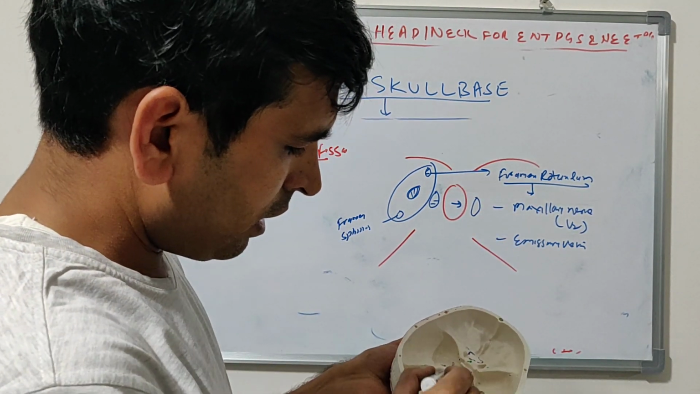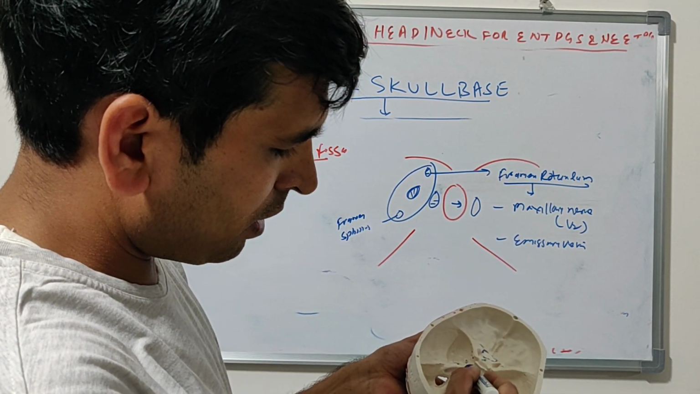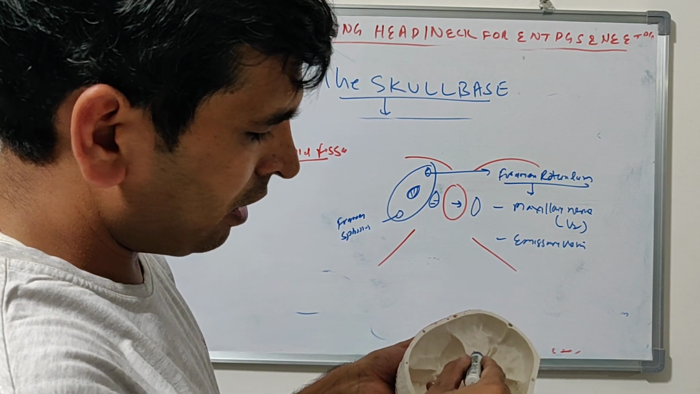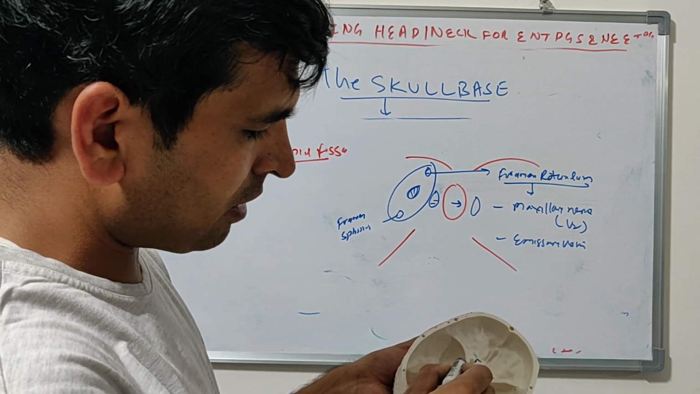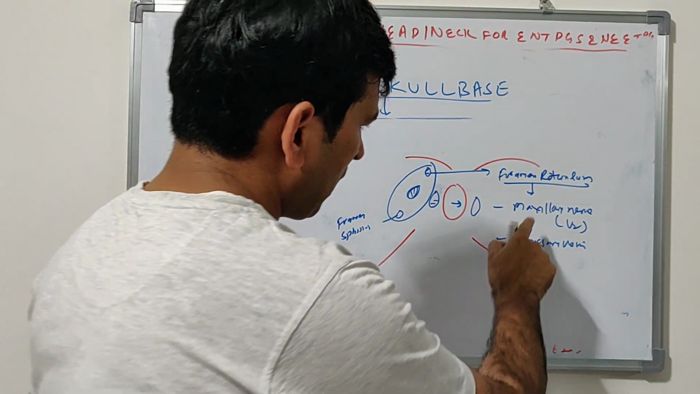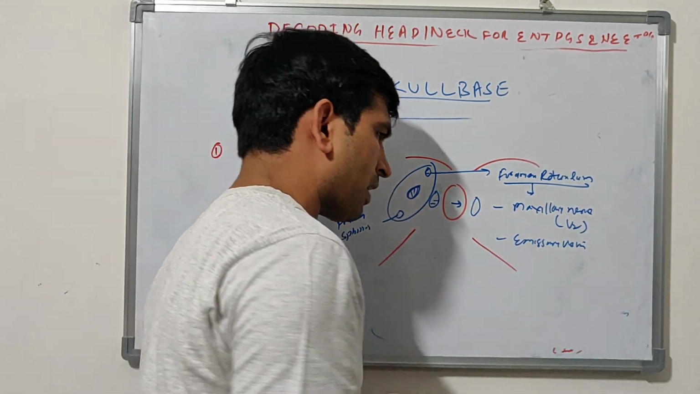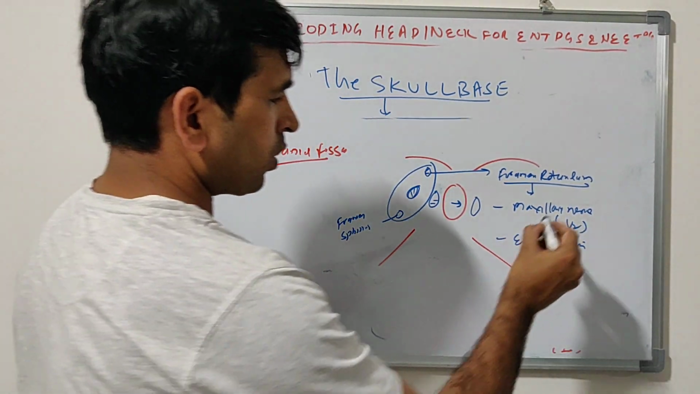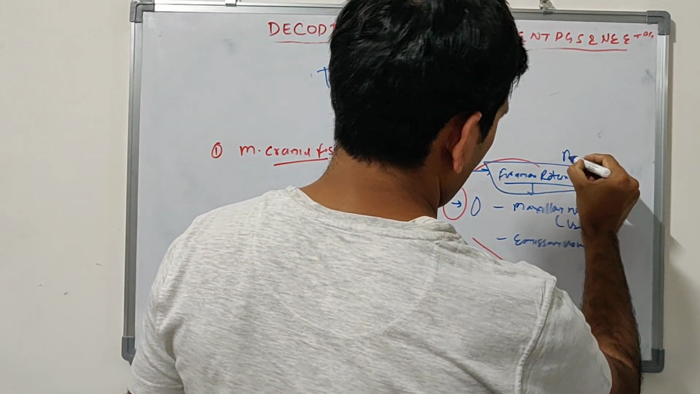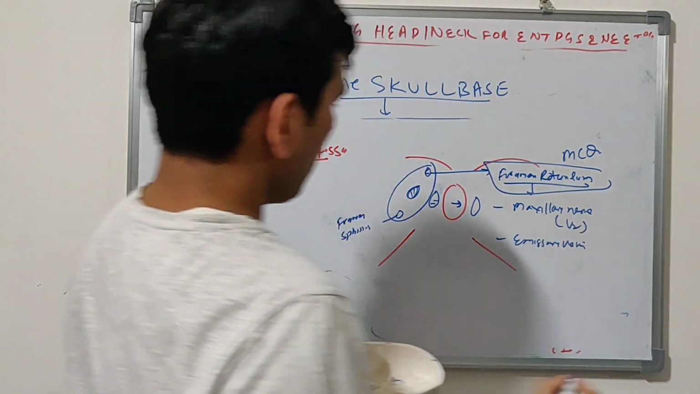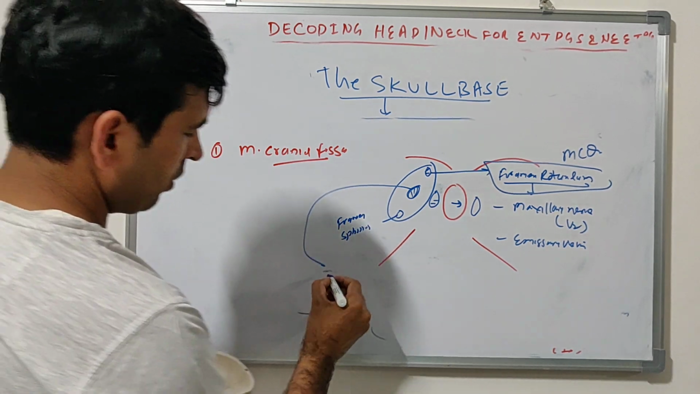and the maxillary nerve passes through this. Here on the superior surface you have Meckel's cave, forming three nerves: ophthalmic, maxillary, and mandibular. So the maxillary nerve and emissary vein pass through the foramen rotundum. This is a very important MCQ.